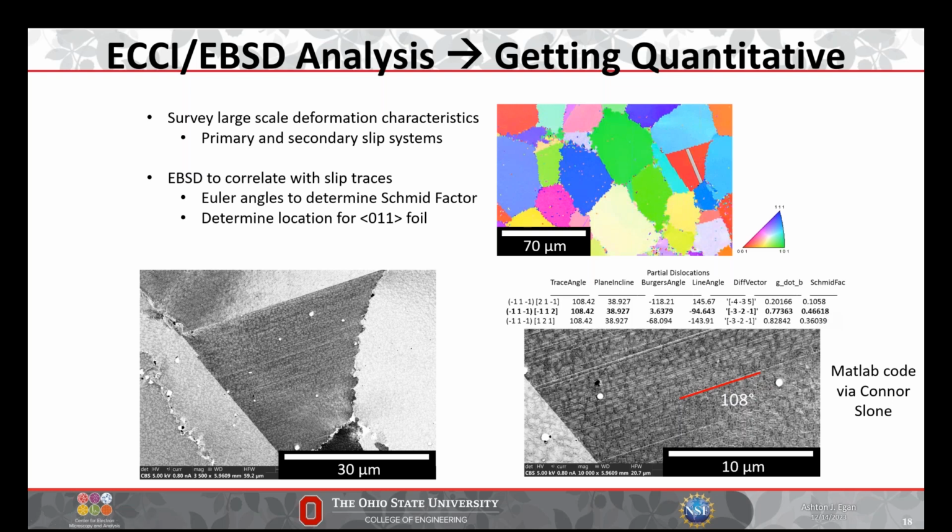And in ECCI, we can also figure out the traces of all these planes. Obviously the traces will all be different. So you draw a line, for instance, at 108 degrees. There are only a couple of possibilities for a trace angle of 108 degrees and only a few Schmidt factors, right? And you would just assume that it's the highest one. It could also be the second highest, in theory, but you would have to go to TEM to figure out for sure what the character of the dislocations are that are propagating the stacking faults or your slip. Yeah. All right, thank you.